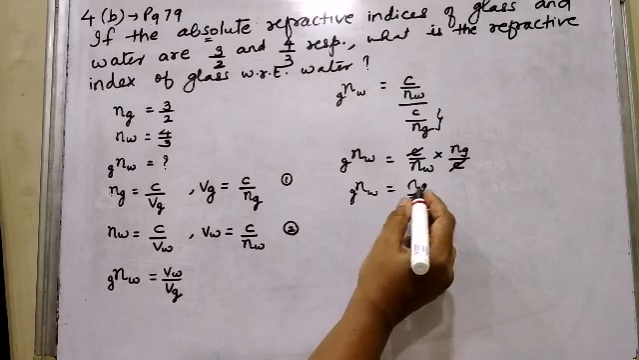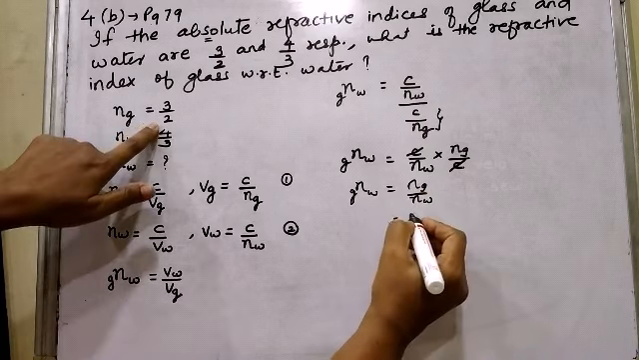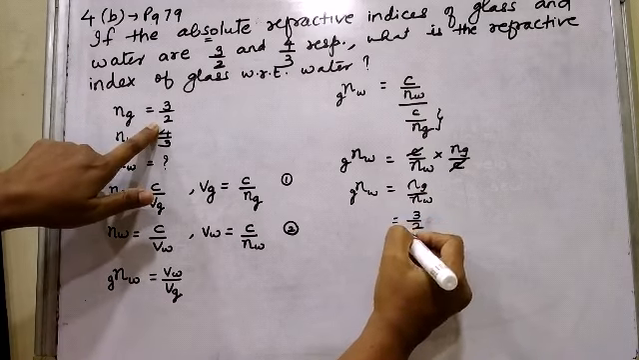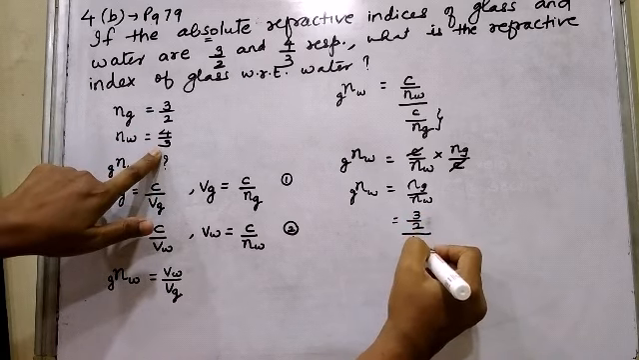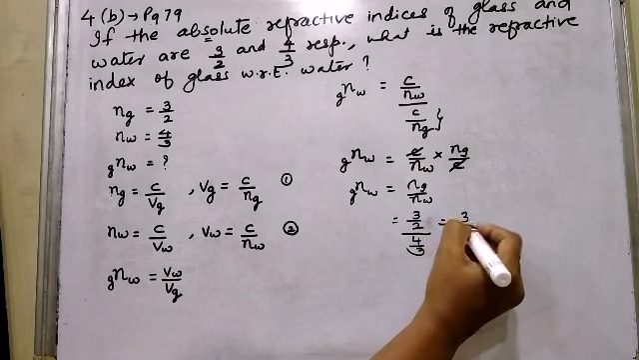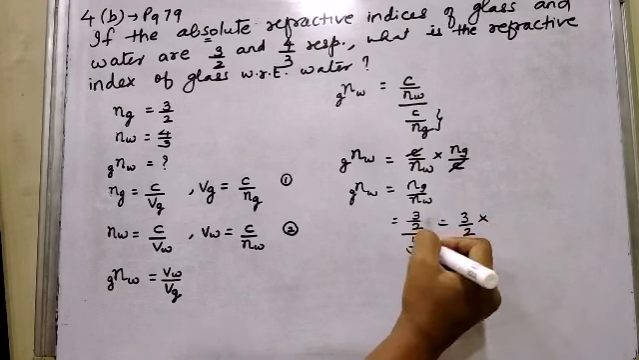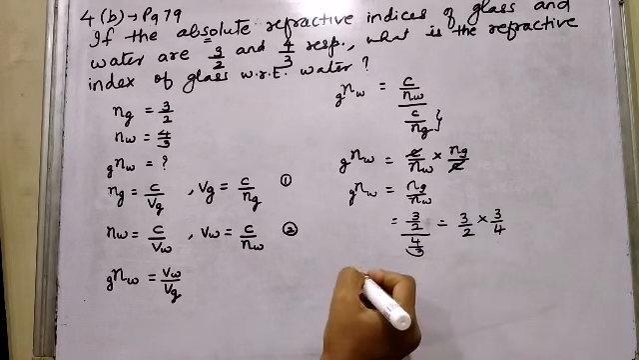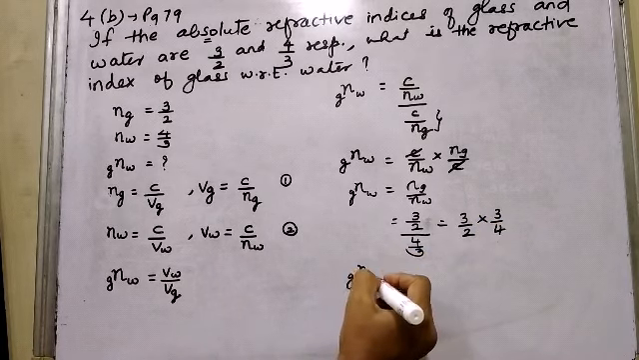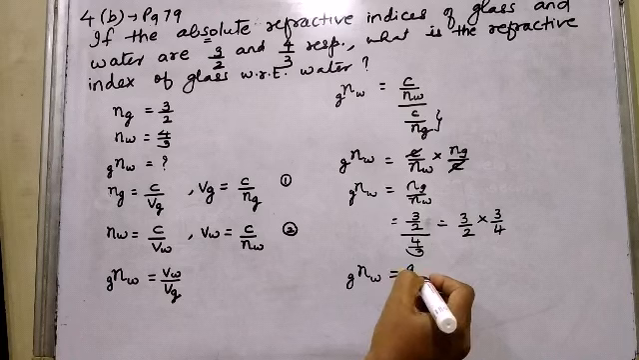Do I know absolute refractive index of glass? Yes, 3 upon 2, divided by absolute refractive index of water. Do I know it? Yes, 4 by 3. So this will be 3 by 2 into, upon 4 by 3, we take the reciprocal, 3 by 4. So refractive index of glass with respect to water will be 9 by 8.